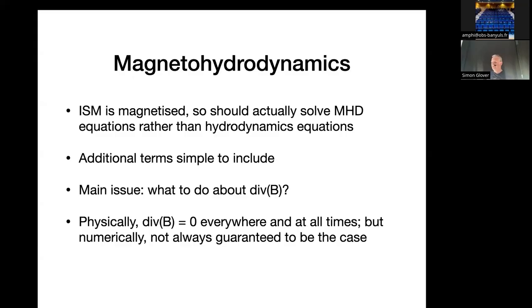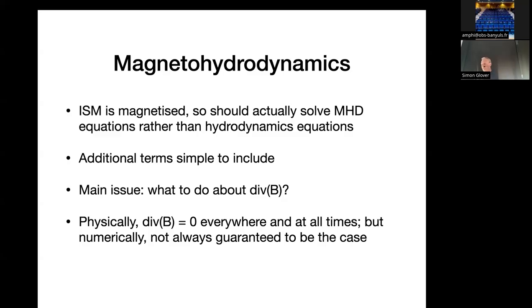Okay, so much for hydrodynamics. But as we all know, the ISM is actually magnetized. It's a charged fluid, although it's electrically neutral overall, and electric fields are not important. We can have current flow, so we can have magnetic fields. And so we should actually be solving the MHD equations when we're modeling the ISM and not the pure hydrodynamics equations. Now, in principle, it's easy to introduce the relevant additional terms into the fluid equations, into our discretization.